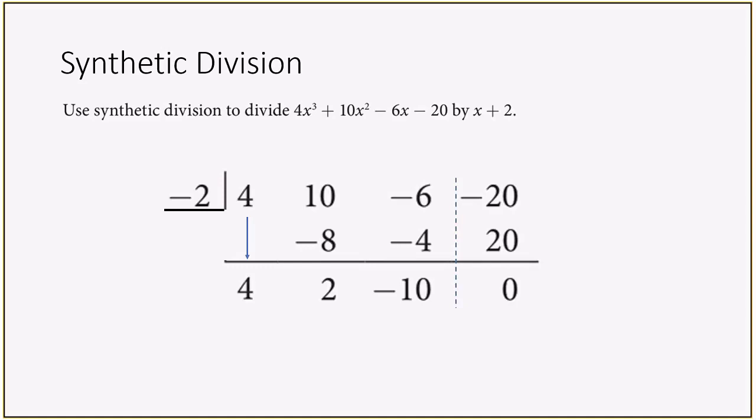So to translate this back, I just rewrite this as a polynomial, where each of these is now a coefficient of an x squared breakdown. So I would be left with 4x squared plus 2x minus 10. I drop my degree by 1. And if I didn't have a 0 remainder there, I would account for that and put whatever that remainder is divided by x plus 2, divided by that divisor.